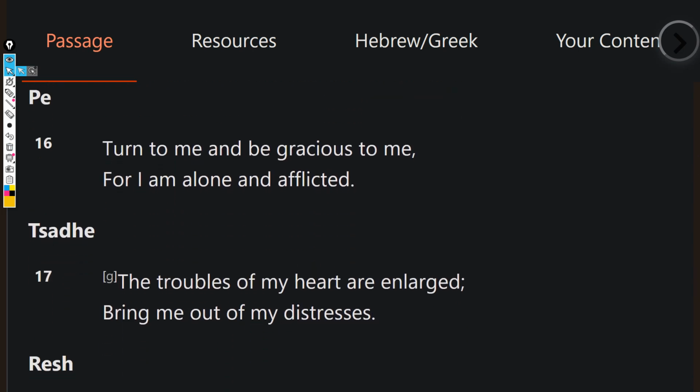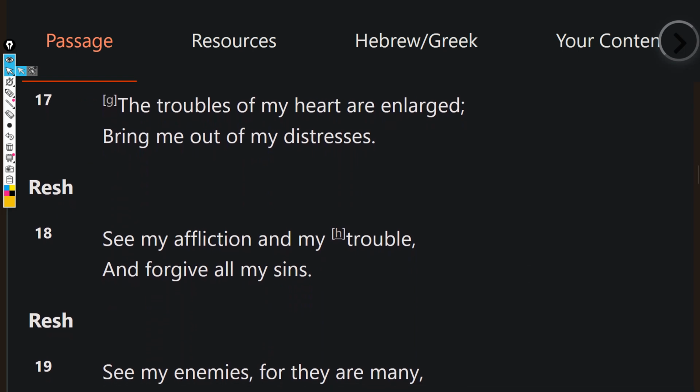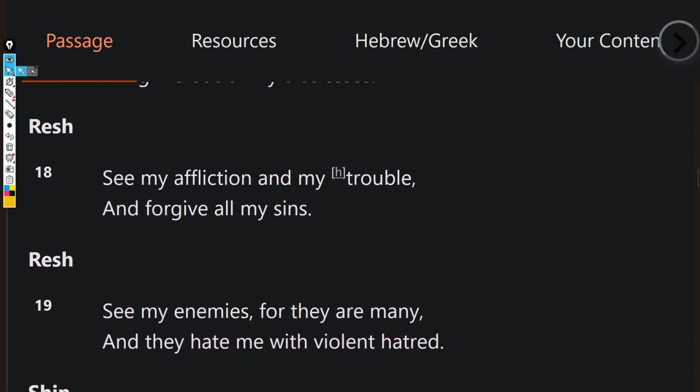Turn to me and be gracious to me, for I am alone and afflicted. He is alone. He's afraid. God, mercy me. Mercy me. I am afflicted. The troubles of my heart are enlarged. Bring me out of my distress. Just this continuation. He is pleading. He is lamenting. He is coming to God in need for his salvation because King David's heart is distressed.